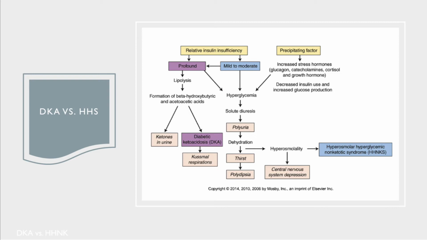With HHS or HHNK, which is hyperosmolar, hyperglycemic, non-ketotic acidosis, these patients have a little bit of circulating insulin that kind of keeps them going, right? There's enough insulin circulating that they can still meet their body's minimal metabolic demands, but it increases the blood sugar.